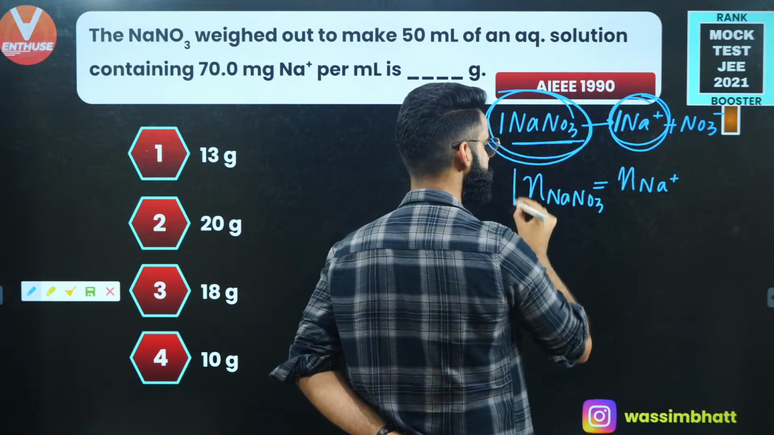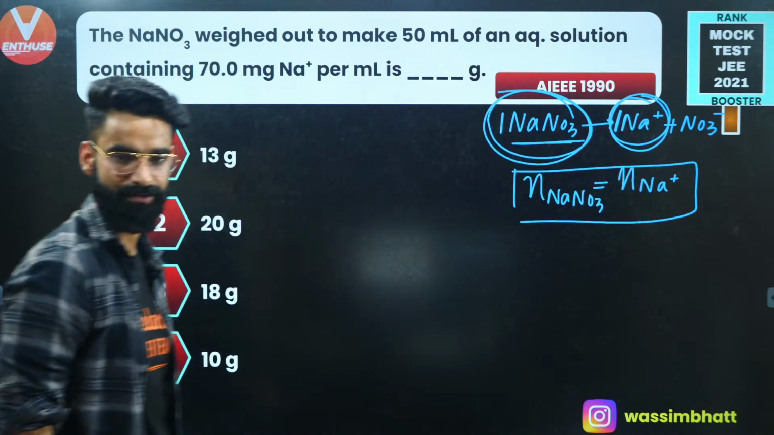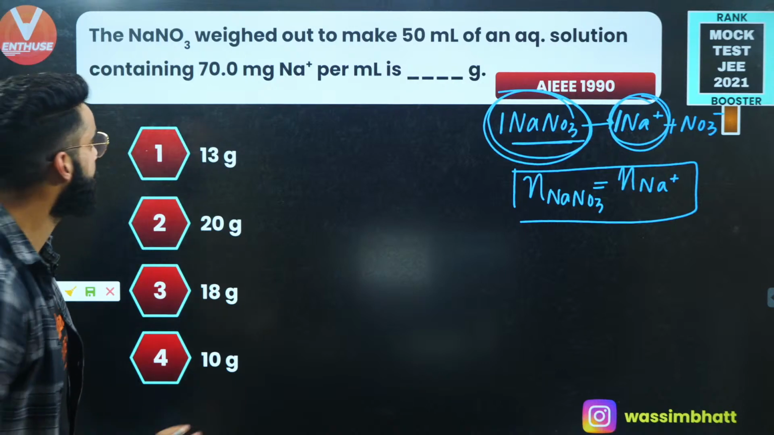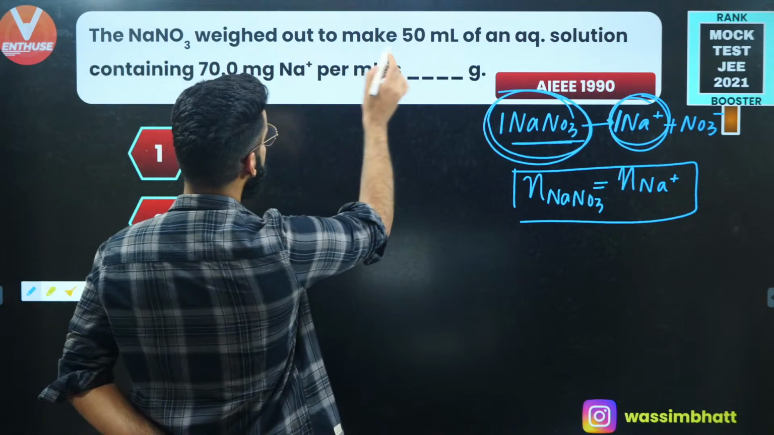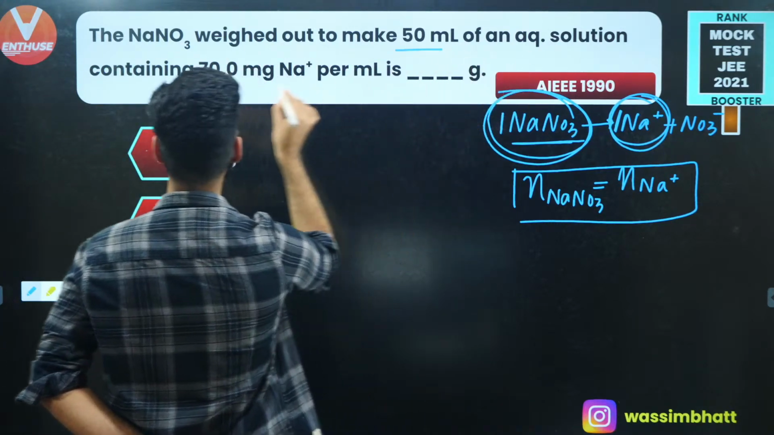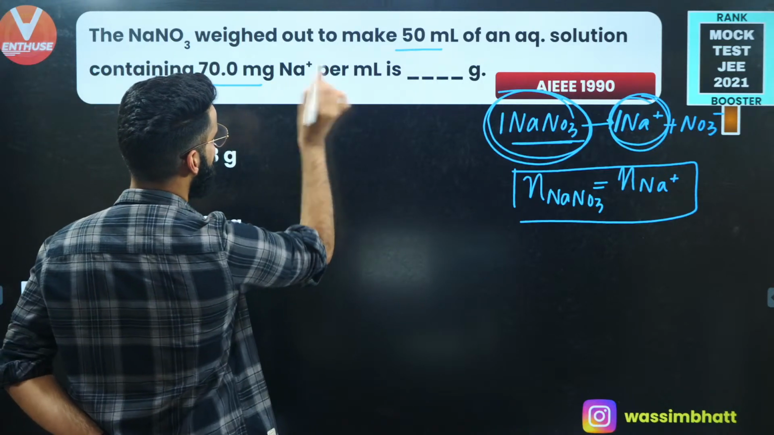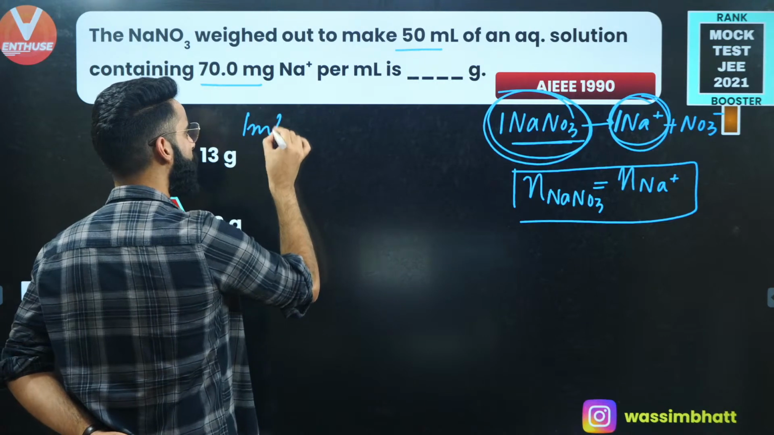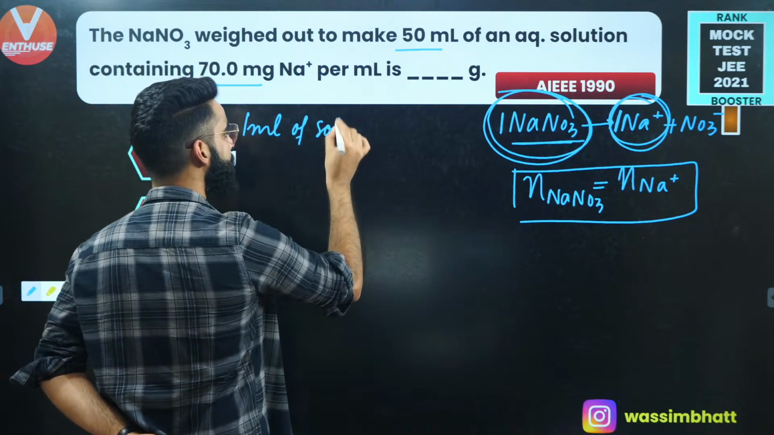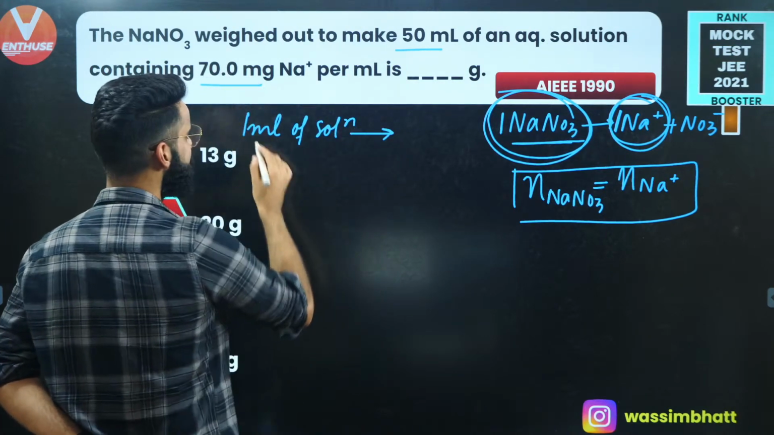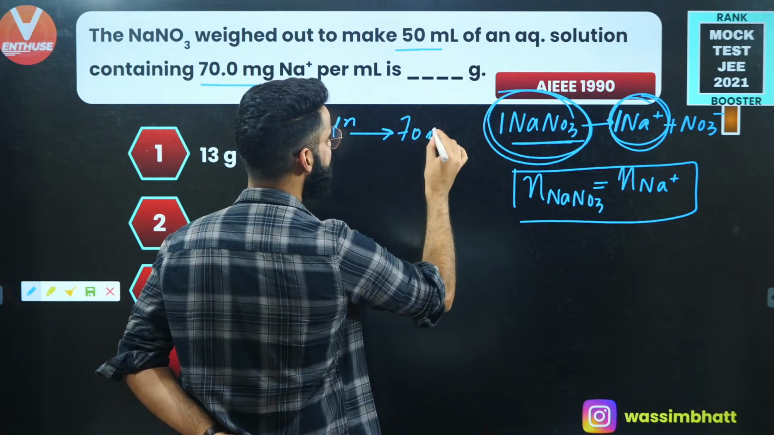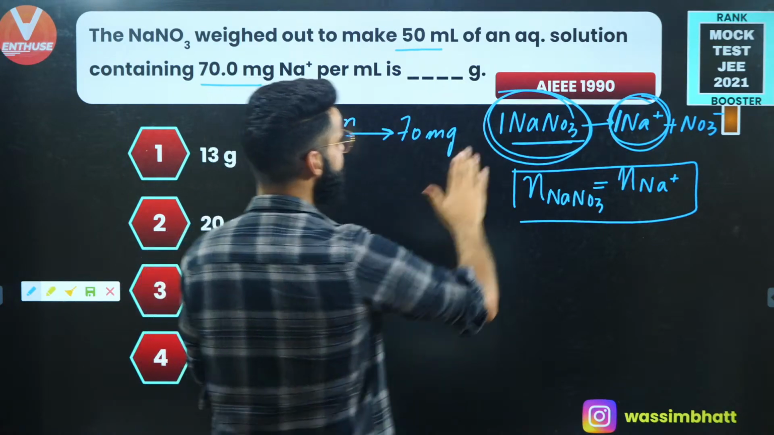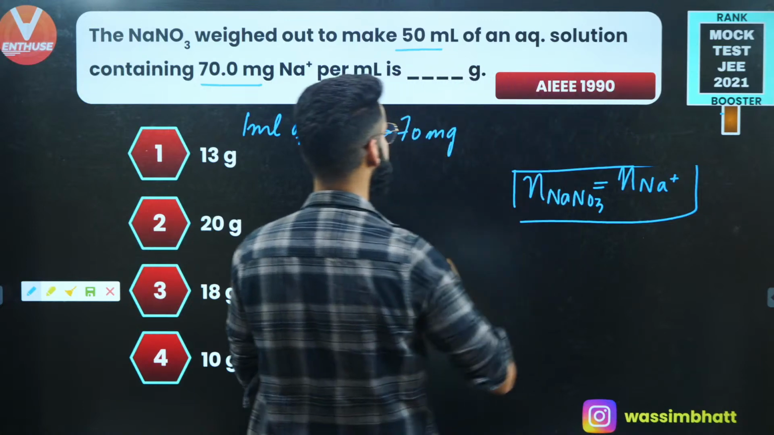Now how to solve this question? Understand, it's a very simple question. NaNO3 weighed out to make 50 ml of an aqueous solution containing 70 milligrams Na+ per ml, right? As per the question, in 1 ml of solution, there are 70 milligrams of Na+.